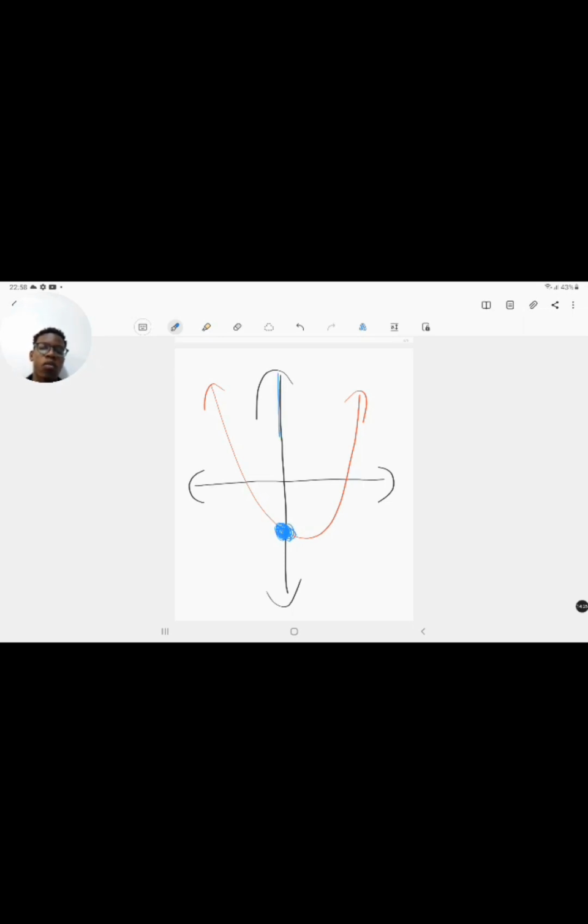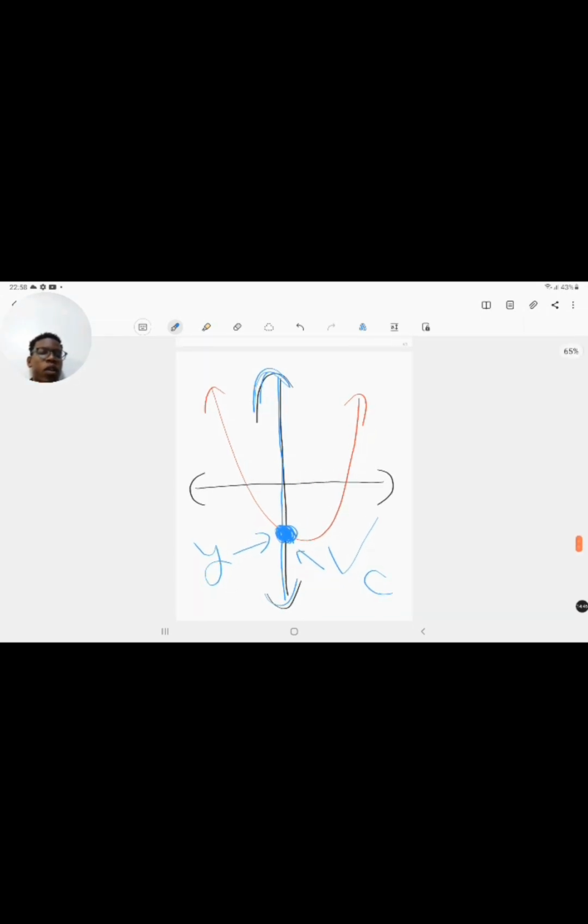So this is your y-axis, right? And on your y-axis, you have a value for y. And because the graph passes through that value on your y-axis, then this is your y-intercept. Okay, this is your y-intercept and this is your c.